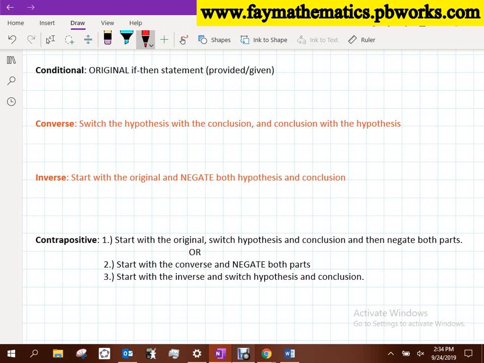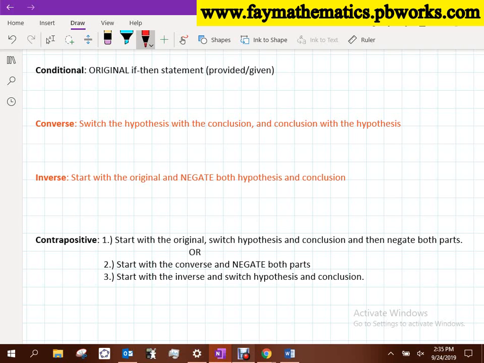But every time that you see an if-then statement, there are a total of 4 if-then statements that can be constructed from that: itself, and then these other 3, converse, inverse, and contrapositive. Each one of those themselves are, like I said, also if-then statements. The conditional statement, we don't really have to do anything with that. That's the one that's given to us. It's provided for us. It's what we start with.